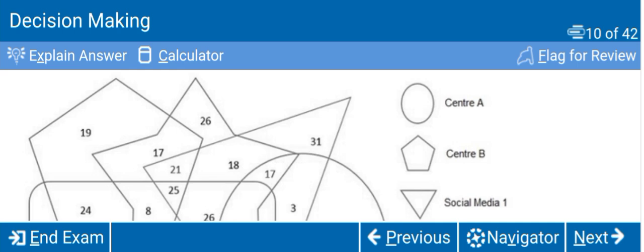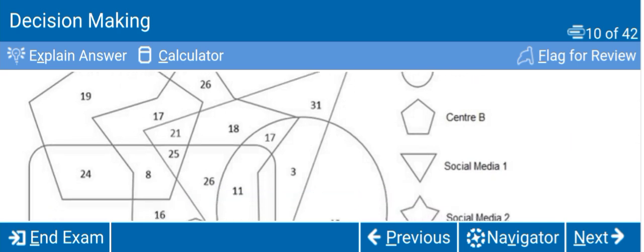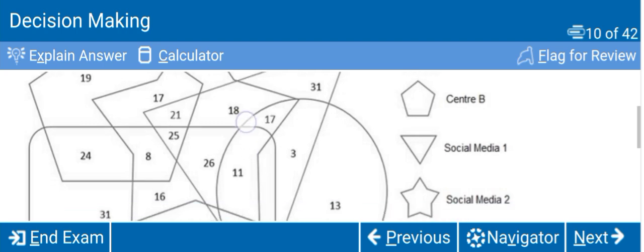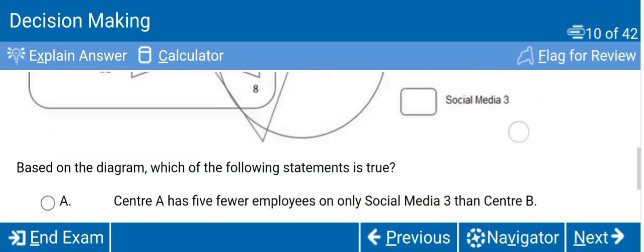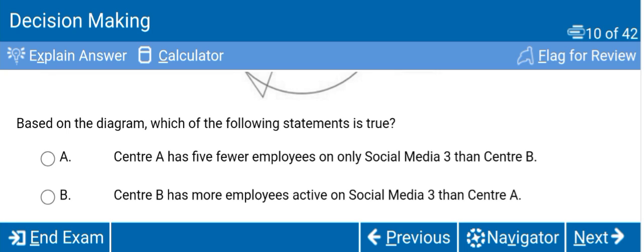The rhombus is Center B. Then we have a triangle shape, it represents social media 1. Then we have a star shape which represents social media 2. A rectangle shape represents social media 3. So based on the diagram, which of the following statements is true?